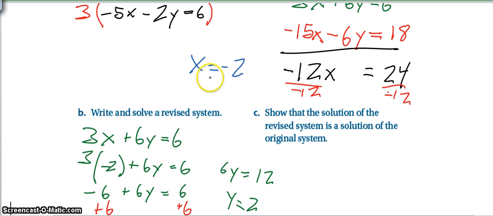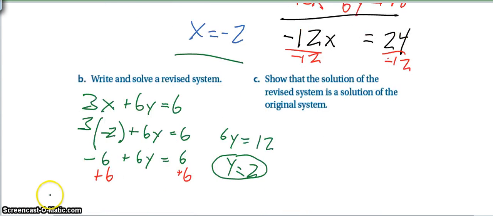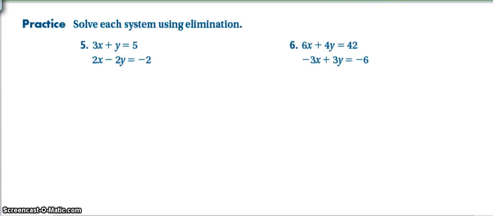So now that we know that x is negative 2 and y is positive 2, we can plug in both of them to one of the original equations and check that they work. So go ahead, take your x and your y, plug them in to one of the original equations right up here, and check that it does in fact equal 6. Now go ahead, pause the video, and try 5 and 6.